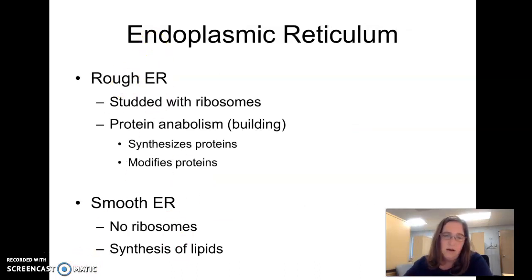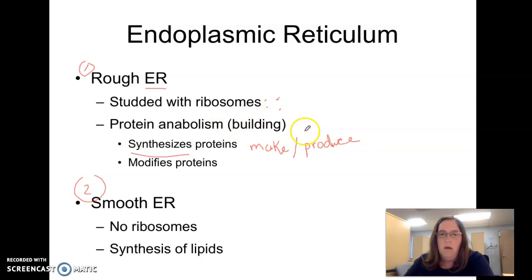So let's start with this ER. You'll see I've written ER here. We have two types. The first type is rough. The second type is smooth. Rough ER is rough because it's studded with ribosomes. These are those little ribosomes sitting on there. Basically the job of the rough ER is to synthesize, which means to make or produce, proteins, because the ribosomes help produce these, or it's going to modify, and modify means to change something. So it changes proteins.